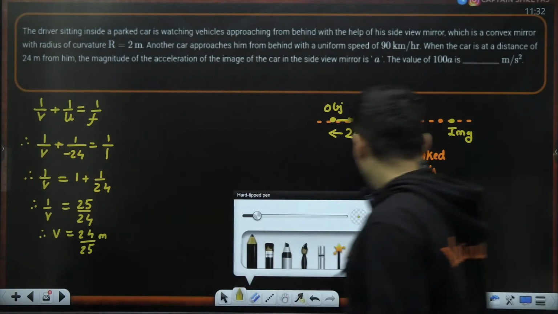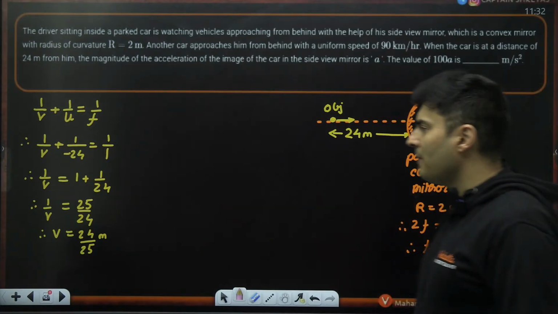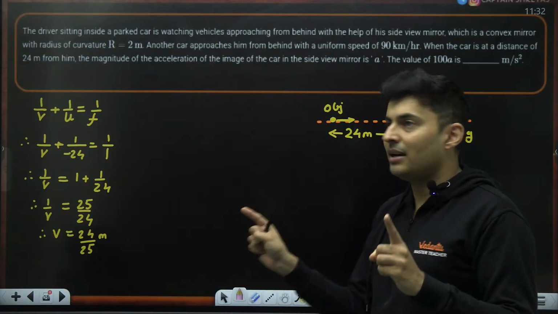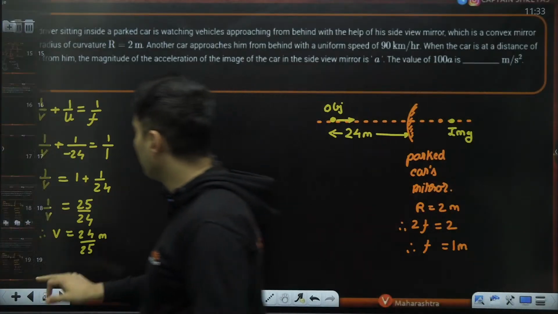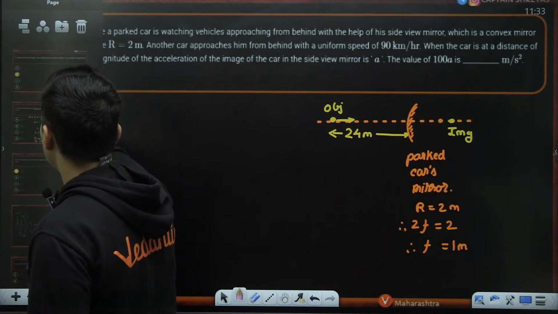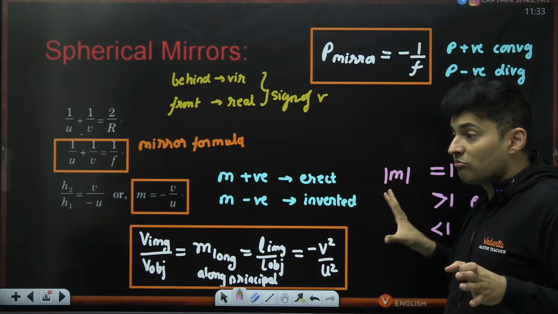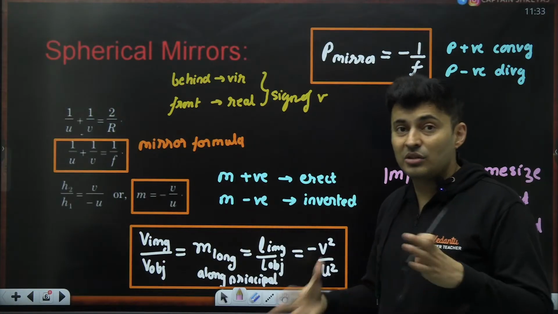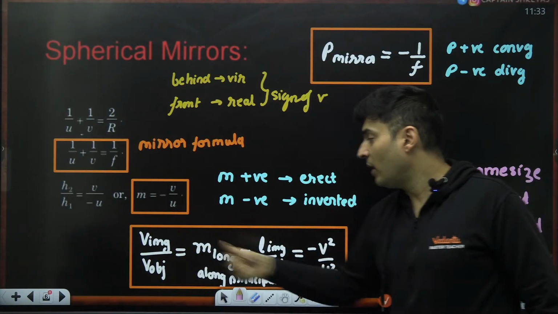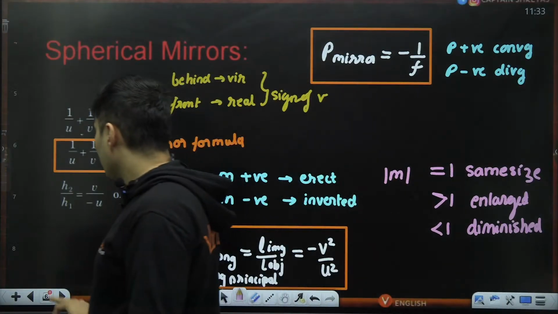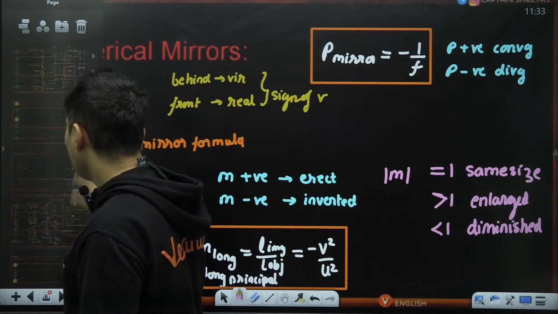Great. Now, remember, just some time back, I had mentioned something about longitudinal magnification and image velocity by object velocity. I had given these formulas and told you this is very necessary, although in NCERT it is not directly given. Image speed by object speed is minus v squared by u squared. What will be the use of this?